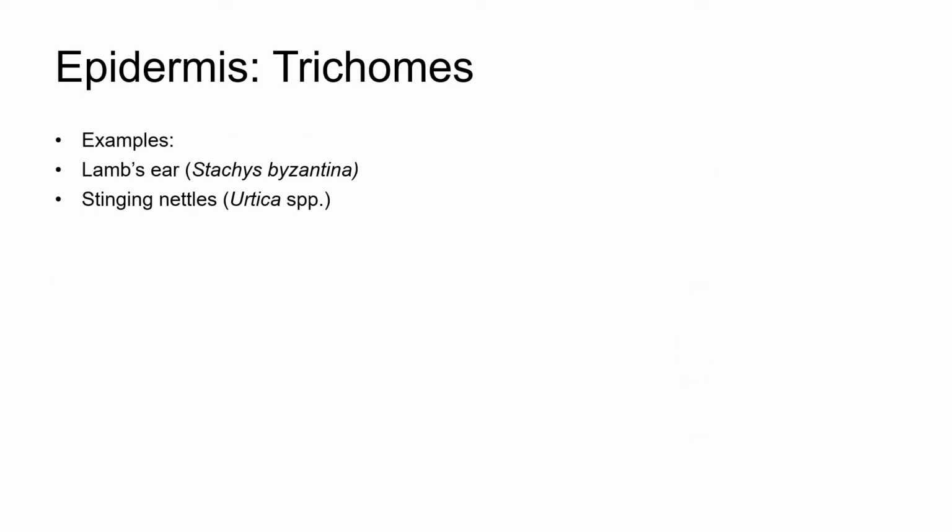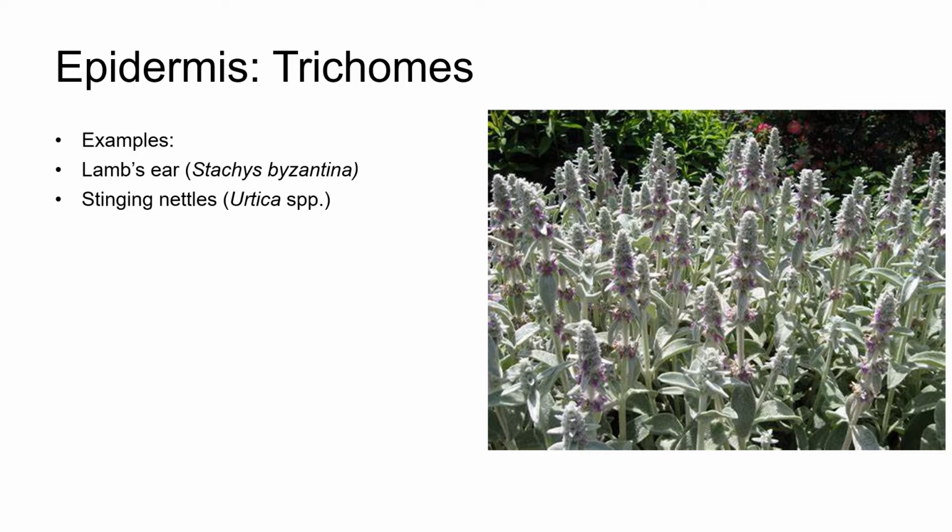A well-known example of a plant with hairy leaves is lamb's ears, Stachys byzantina, whose leaves are covered in soft, silky hairs which make the leaves appear silver, and of course give this plant its common name. Another example of a plant with hairs on its leaves and stems that are more bristly, and definitely nowhere near as nice to touch as lamb's ears, is stinging nettle.